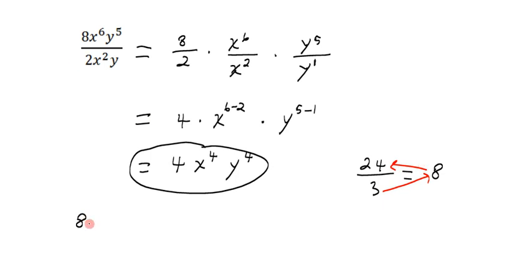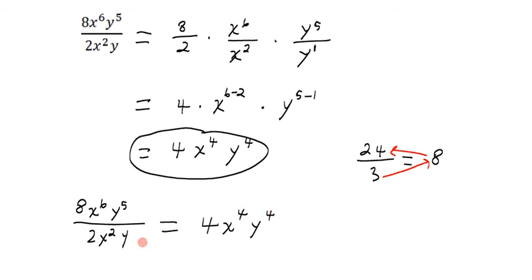We can take 8x to the 6th y to the 5th, which is the original problem, divided by 2x squared y. And we're pretty confident that the answer is 4x to the 4th y to the 4th. If we wanted to double check that, then let's just make sure that if we multiply this times this, that we do in fact get that. And it's easy enough to see that we do.